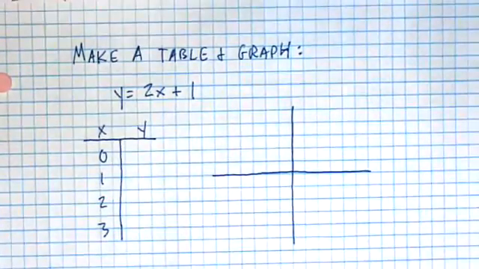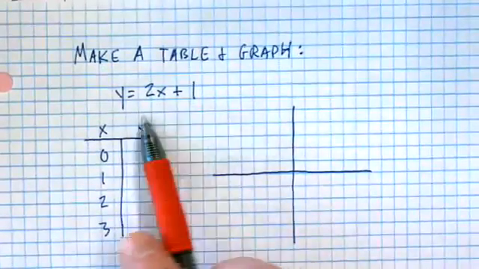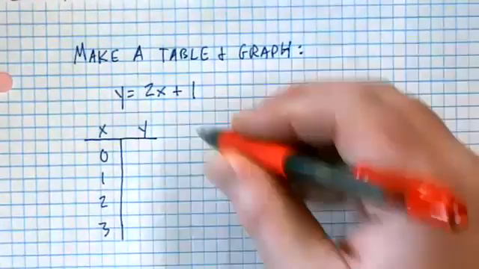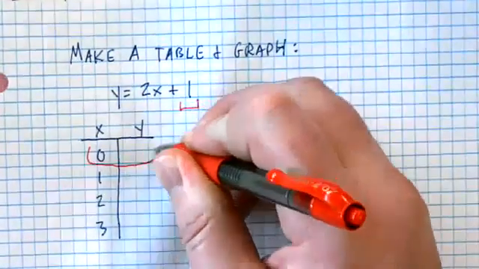I want to remind you of a couple things. When you're looking at this equation, one of these two numbers is the starting value. Which one is the starting value? The 2 or the 1? The 1 is the starting value. Now the starting value goes here in the table.